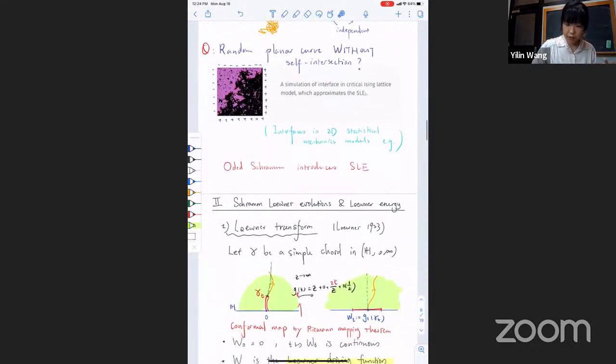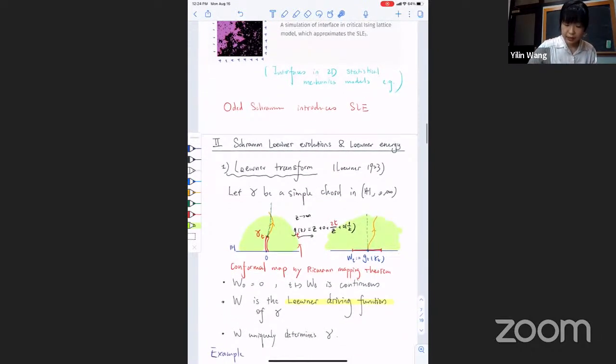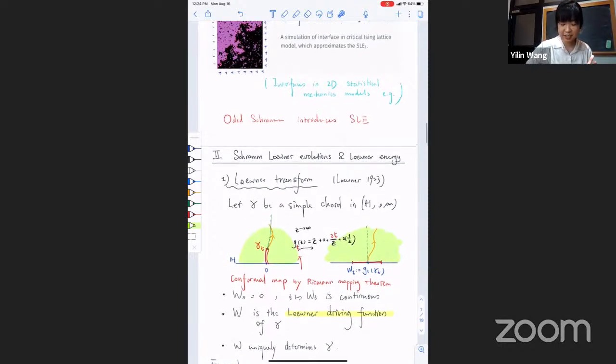So Oded Schramm introduced SLE to describe this type of interface. And he actually used the so-called Loewner transform. He had in fact invented it again himself, and then realized that, okay, Loewner already invented that 80 years ago. So when Oded Schramm introduced it, that was in 1999.